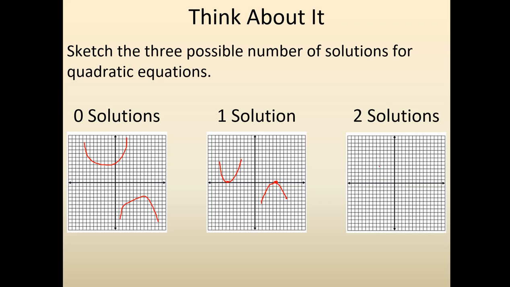Two solutions is the most common. Again, it's got to cross the x-axis twice. So it could go like this or like this. Any of these is an example of two solutions because it crosses once and twice. All right.